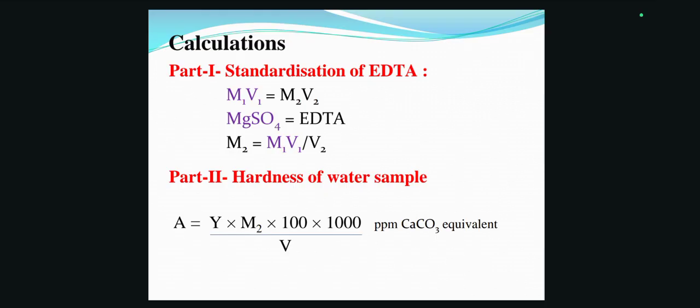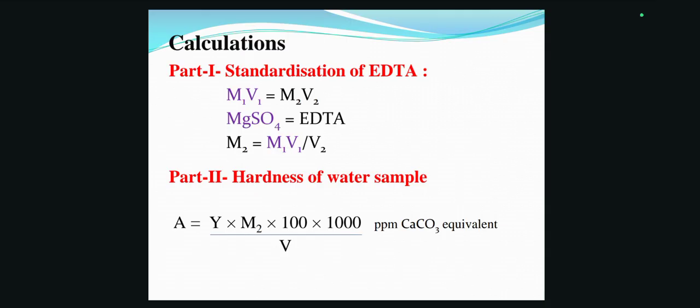So that burette reading value Y ml multiplied by M2, the molarity that we calculated in part 1, multiplied by 100. 100 is the molecular weight of calcium carbonate. Multiplied by 1000, that is the volume of solution in liters, 1 liter is 1000 ml, divided by V. V is what? The volume of water sample that we are taking for titration. As I said, you can take 10 ml, 20 ml, 25 ml, 50 ml, 100 ml, whatever it may be. That given value will be the value of V, and V is the volume of the water sample. So this is the complete information about the determination of hardness of water sample by the EDTA method.